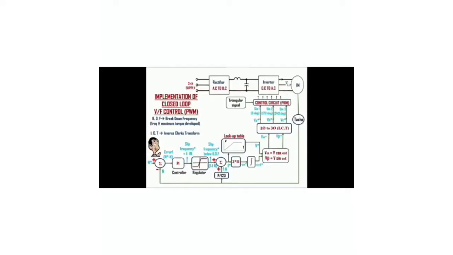Then they are given to the PWM control circuit, where they are compared to the triangle carrier signal and it generates gate signals for the switches of the inverter. Finally, the inverter will give the desired voltage and frequency based on the desired rotor speed, but beyond the rated value the voltage is constant. This is the characteristic of the V by f control of induction motor.